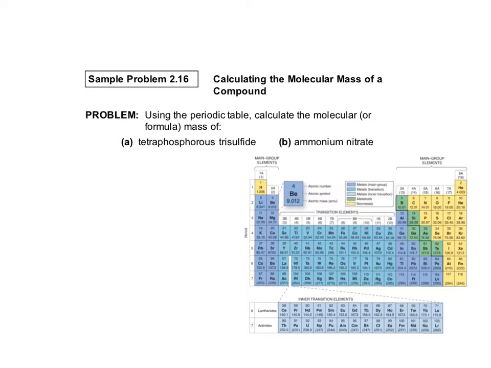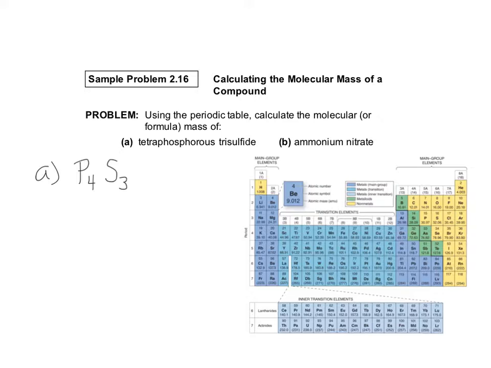So let's jump into the problem. So A, tetraphosphorus trisulfide. It's much easier to calculate a molecular mass if you actually have the chemical formula for these things. So let's go ahead and write that in the formula form versus the name. So tetraphosphorus, so P4, right? The prefix tetra indicates 4. Trisulfide, so S3. So I've got 4 phosphoruses and 3 sulfides, or 3 sulfurs. So that's what I'm gonna do here.